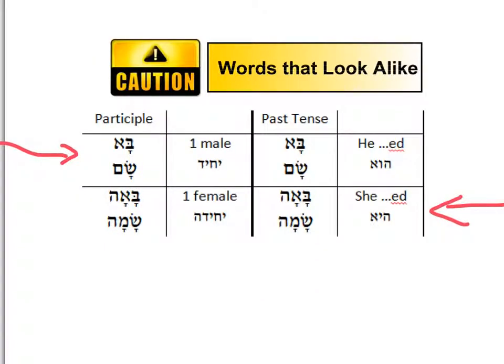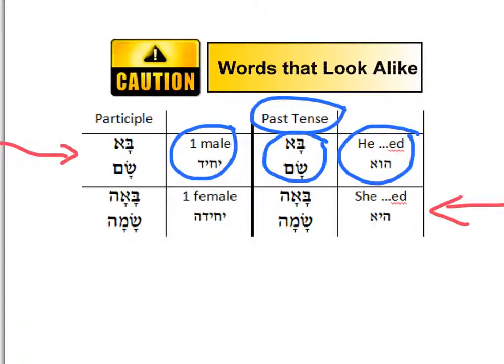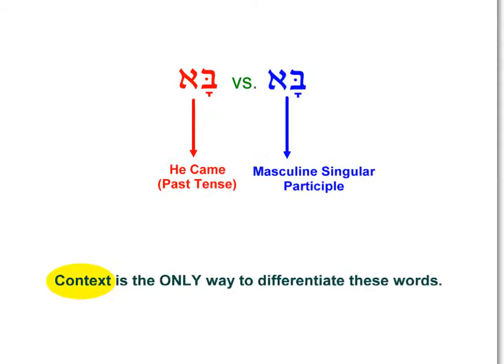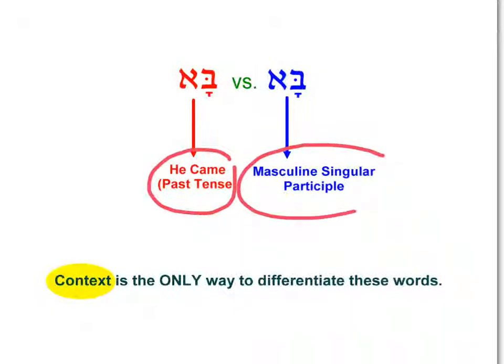And here we have the chart in its entirety, where we see the past tense looks the same for who in the past and for masculine singular as a participle. And she looks the same in the past as feminine singular looks with a participle. When it comes to ba, it could be "he came," past tense, or a masculine singular participle. Context is the only way to differentiate these words. But whenever someone says use context, I always ask which context clues I should look for. How am I going to know which one it is?